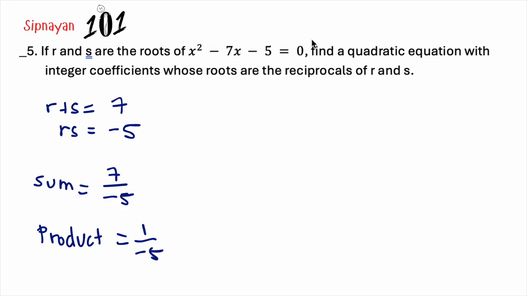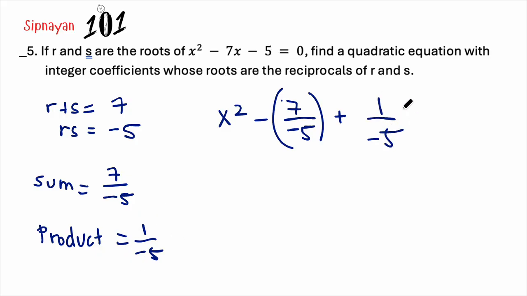So I'm going to use this original equation. So we have x squared, but in this case, I'm going to change the 7 here. I will replace the 7 with 7 over negative 5. Okay? So I'm going to change it to 7 over negative 5. Actually, this negative, you can write it here if you want to. So plus, the third term must be changed as this one. So we have 1 over negative 5. So basically, we have this new equation when we apply the condition, the reciprocals.